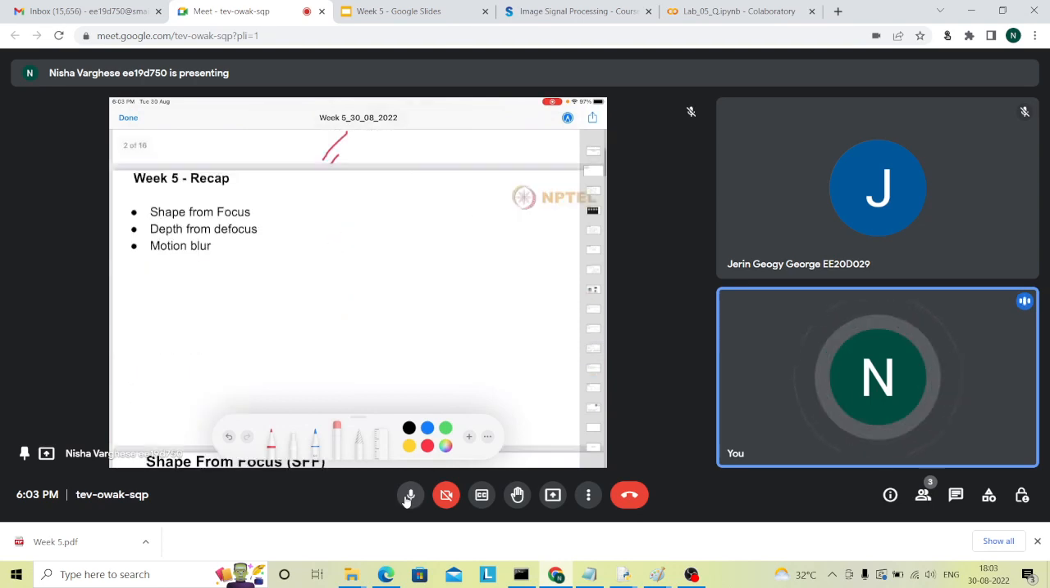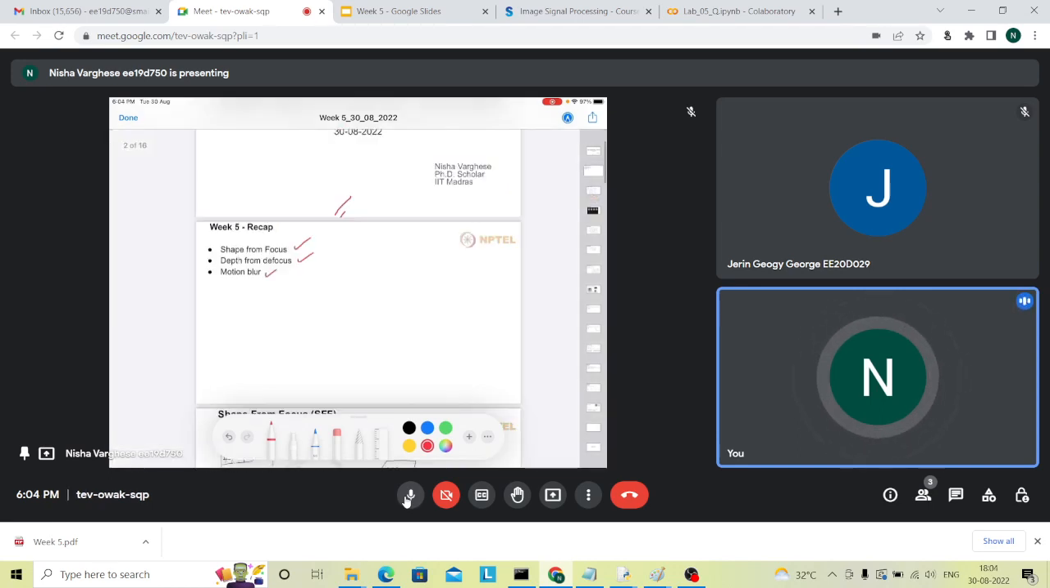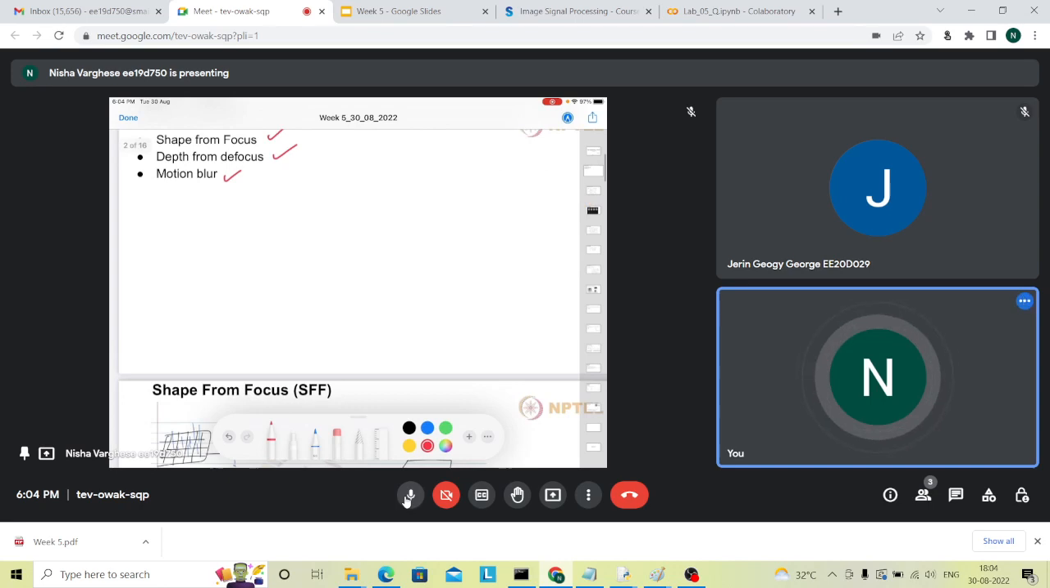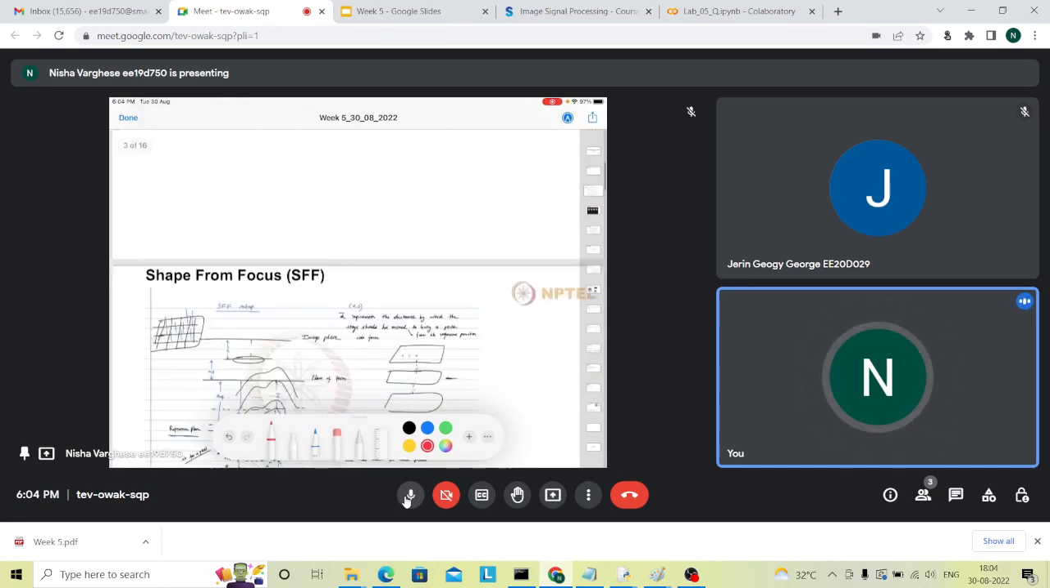In week 5 videos there are the shape from focus topic, then depth from defocus, then motion blur. The shape from focus topic is a wide area with many derivations, so you have to thoroughly go through it to get an idea. We'll first go to the shape from focus topic.